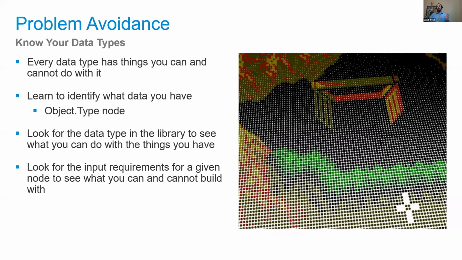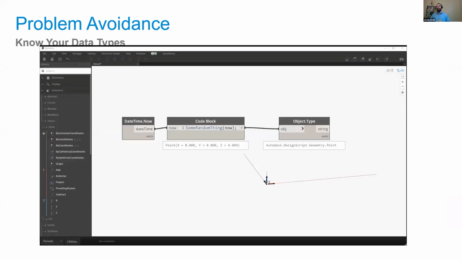The object type node will let you know what your data is. Learn to refer to that as you build your way out. That's actually how I learned Dynamo for Civil 3D. I don't know Civil 3D at all, but this is how the object type node works. You can see I've created some random thing in that middle node right there, and then we wire that into an object.type node that returns a string that says autodesk.designscript.geometry.point. That point is the key bit there, and if I go back to my library and search for point, there is an actual category that has everything related to points, and now I can pull that content through.